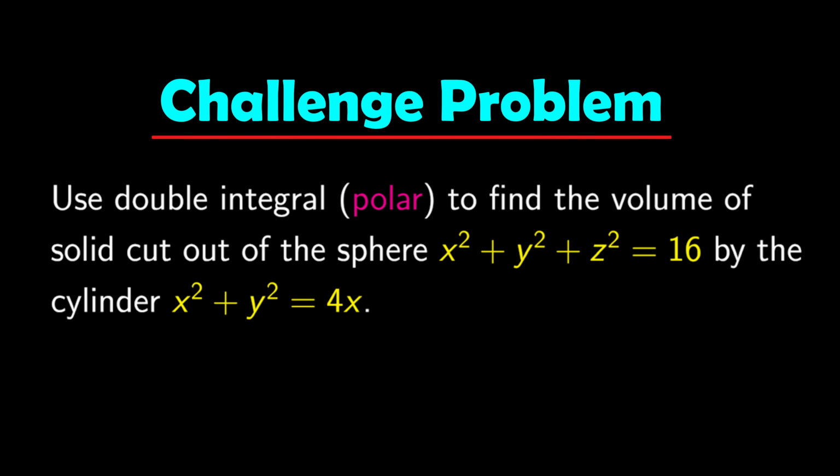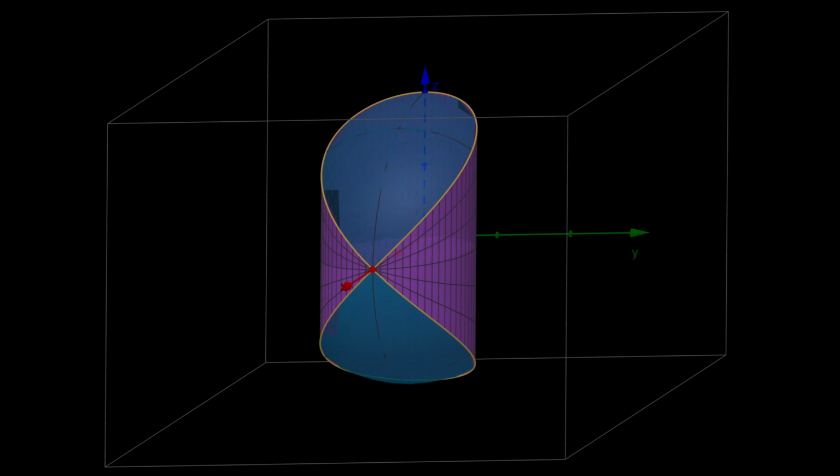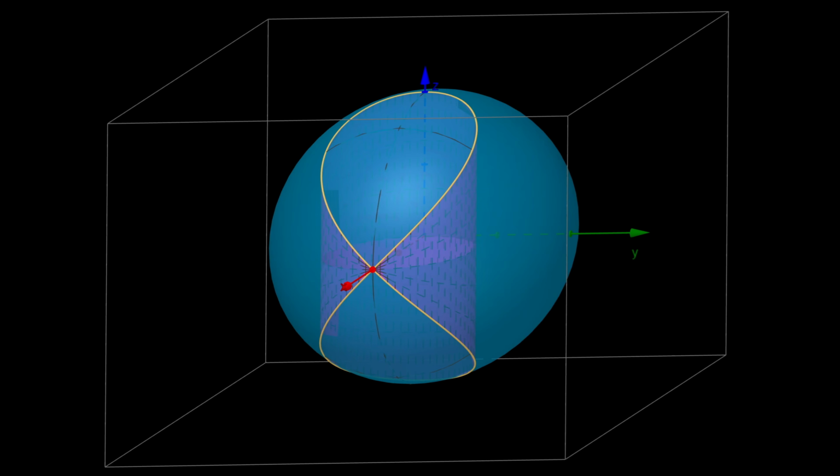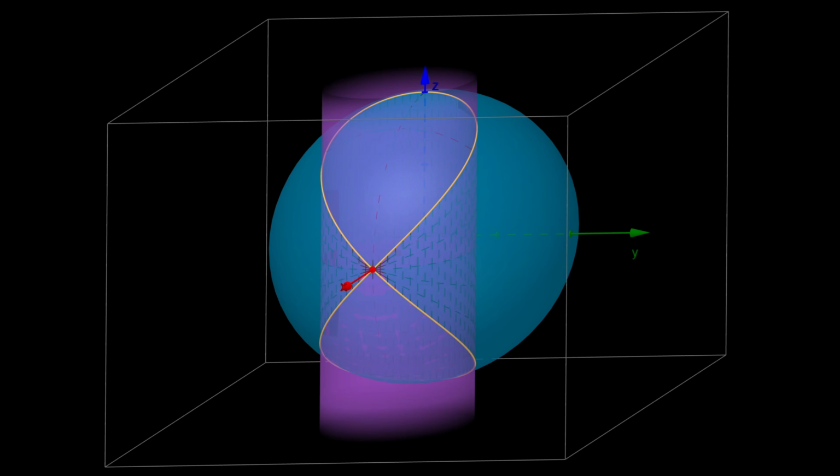Now, for the challenge problem, we will deal with non-constant bounds with the radius expressed in terms of theta. Here we are asked to find the volume of the solid cut out from the sphere, which is of radius equal to 4, by the cylinder x squared plus y squared equals 4x. Visually, we have the following solid, which is the cutout from this cylinder.